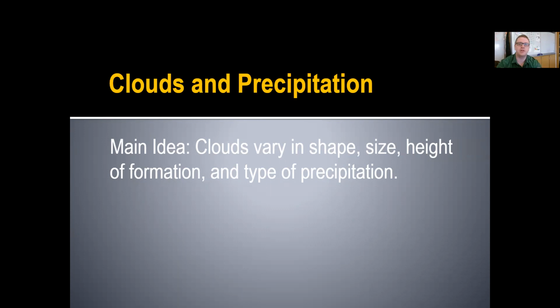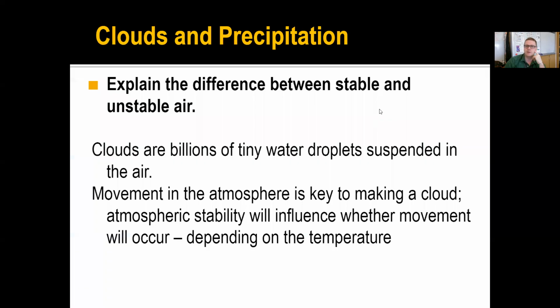In this video, we come to the final little bit of notes in our atmosphere section for the meteorology unit titled Clouds and Precipitation. The main focus of this little section is that clouds vary in shape, size, height of formation, and the type of precipitation that's associated with them. So we're going to talk a little bit about how precipitation happens, types of precipitation, types of clouds, cloud formation, different types of clouds, how we name them, all that fun stuff in this little video.